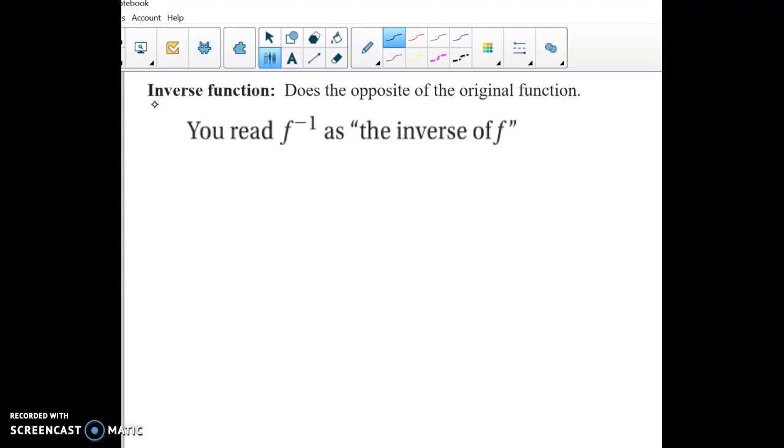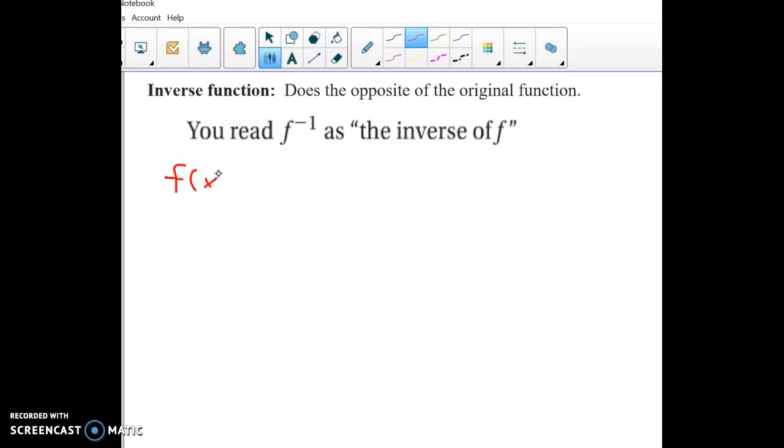Okay, so our definition: the inverse function is the opposite of the original function, and it's denoted with f minus 1. It looks like an exponent, but it really just means the inverse. All right, so pause the video and jot this stuff down. And then I think a really good thing here is to write at least one example.